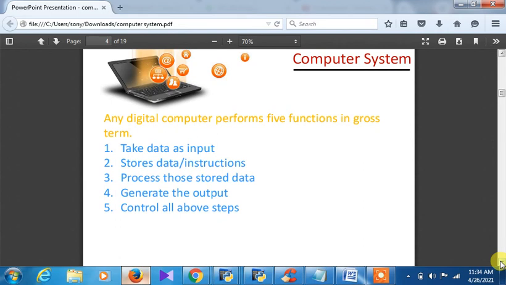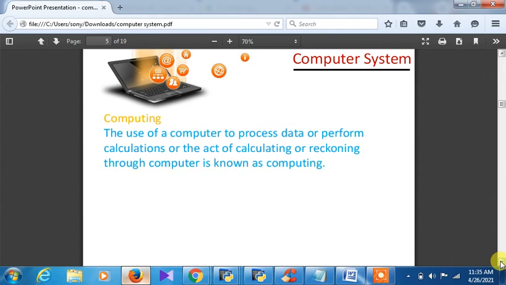All right, so for that, the different sections and systems are designed. A computer is an assembly of those coordinated devices, that I must say. Clear? Next is computing. What is computing?